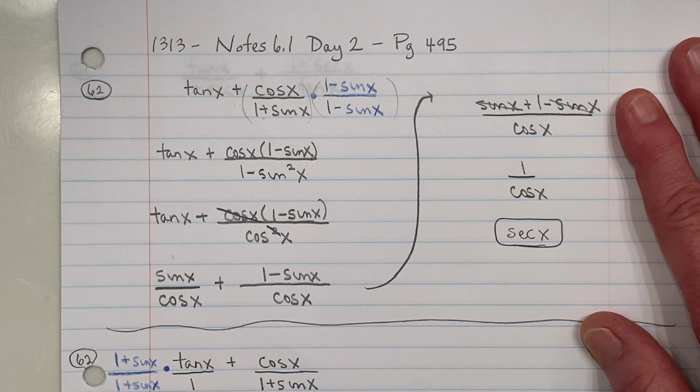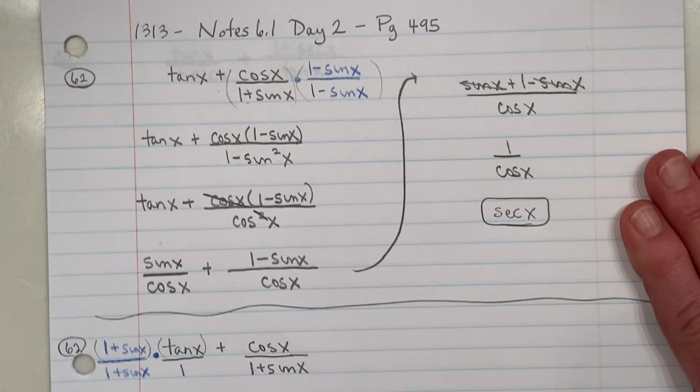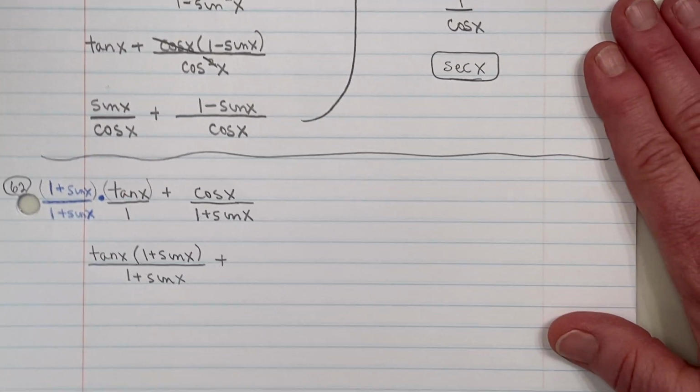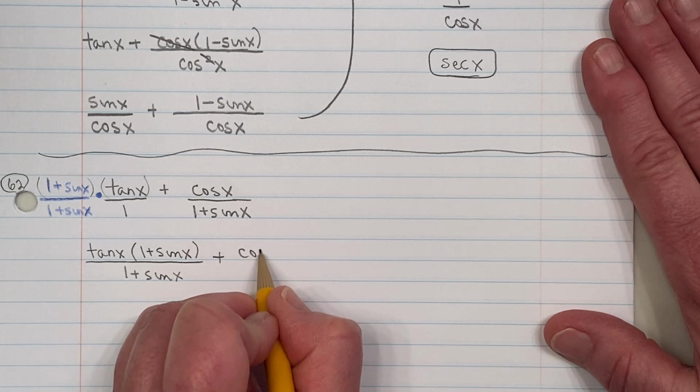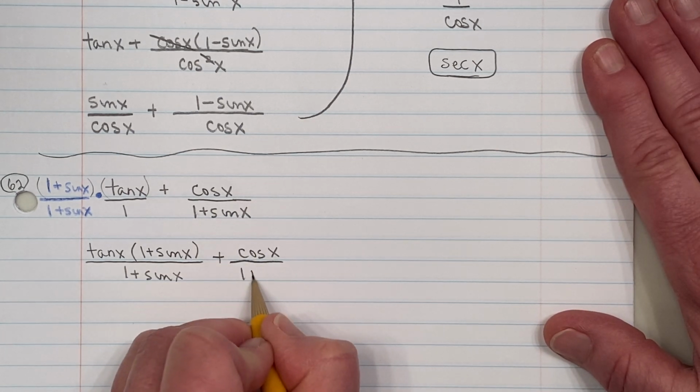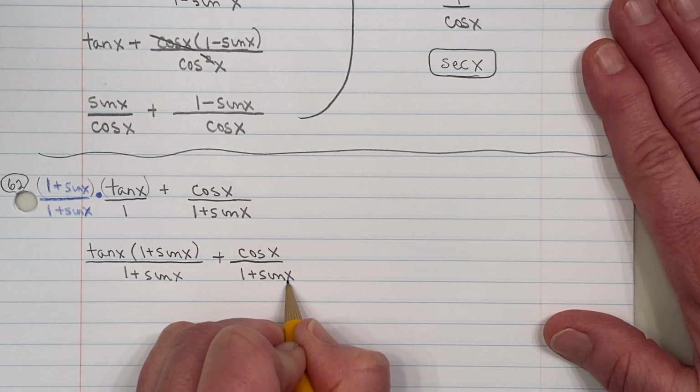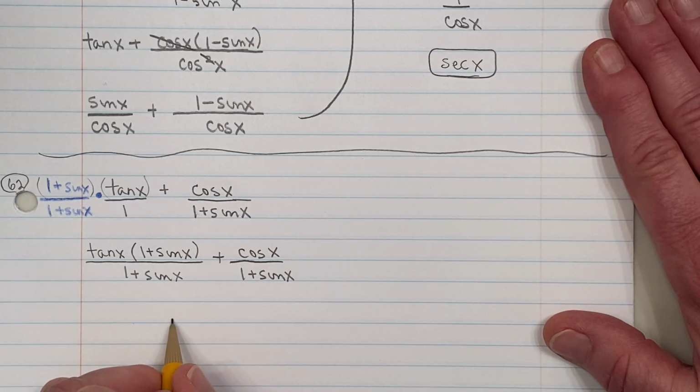Okay, and then when I multiply these two numerators together, I might put the tangent x up front. It's going to be over 1 plus sine x. And then let's write this second term down. Okay, I'm going to rewrite as a single fraction.